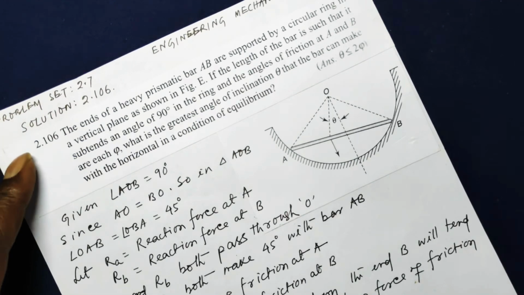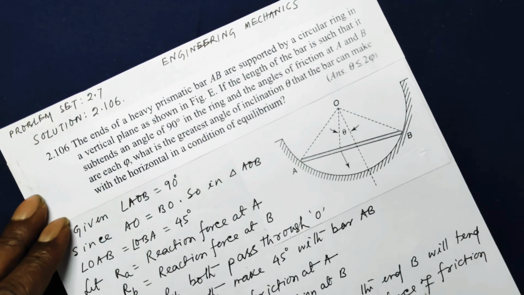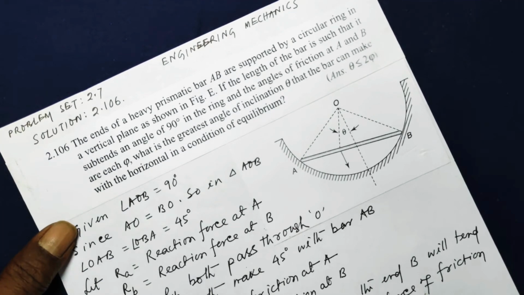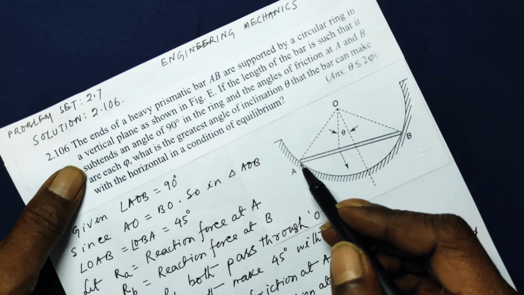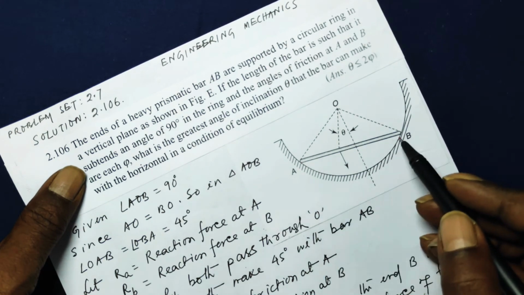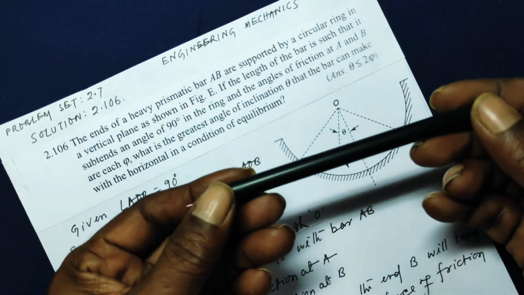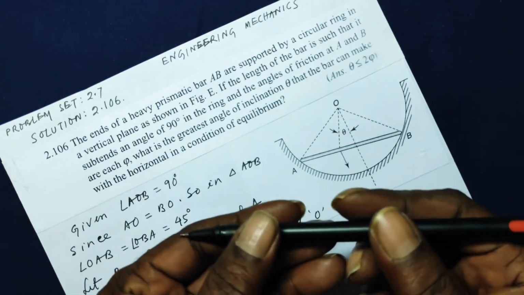Let us resume engineering mechanics problem set 2.7. A little lengthy one, but still it is easy to understand. The ends of a heavy prismatic bar AB. A prismatic bar means all throughout the cross section of the bar is the same. If this is the bar, the cross section here all throughout is the same.